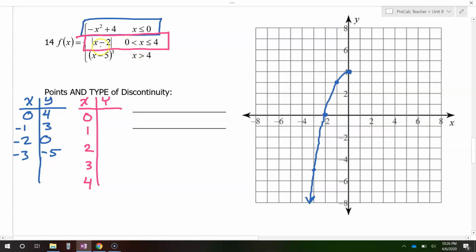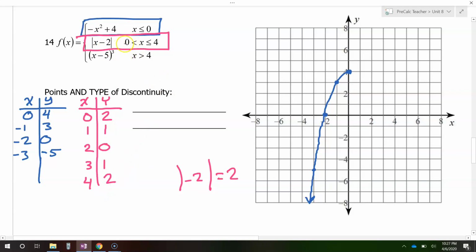Okay, so if x is 0, that's 0 minus 2, that's negative 2. But then, of course, the absolute value of negative 2 is positive 2. If I put 1 in there, that's 1 minus 2 is negative 1, but the absolute value makes it a positive 1. If I put a 2 in there, 2 minus 2 is 0, and the absolute value of 0 is still 0. If I put a 3 in there, 3 minus 2 is 1, absolute value stays 1. If I put 4 in there, 4 minus 2 is 2, absolute value of 2 is still 2.